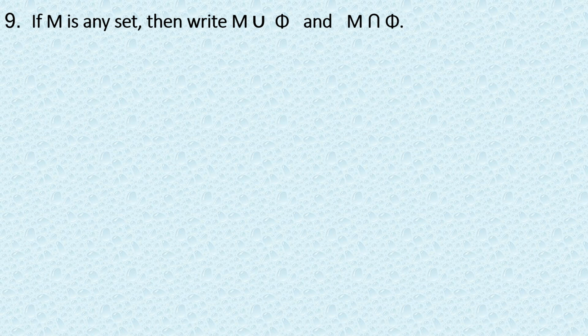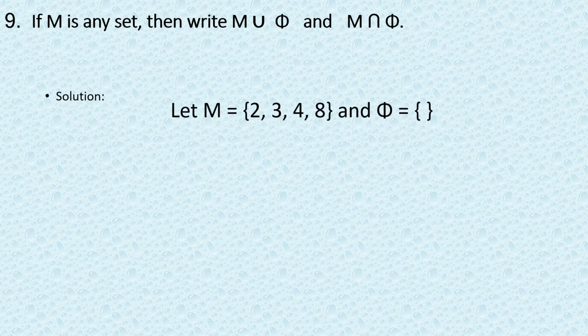Question number 9. If M is any set, then write M union phi. Phi means empty set, and M intersection phi, the union of M and the empty set and the intersection of M and the empty set. So let any set have any numbers or elements. I have taken the numbers 2, 3, 4, 8 in set M. You can take 9 numbers, 10 numbers, 1 number, or alphabets also. And the empty set is denoted by curly brackets with nothing in the bracket.